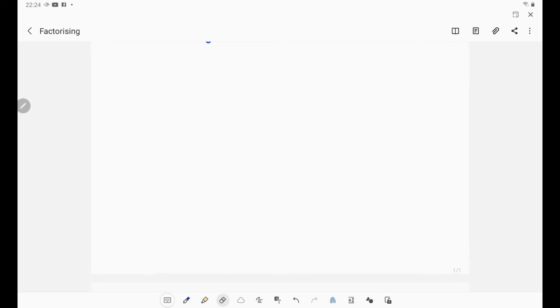The second type of factorisation we are going to be looking at is what we call the difference of two squares. Now, again, that means that if you are needing more examples of this, you go to YouTube and you type in difference of two squares and up will come hundreds and hundreds of videos.